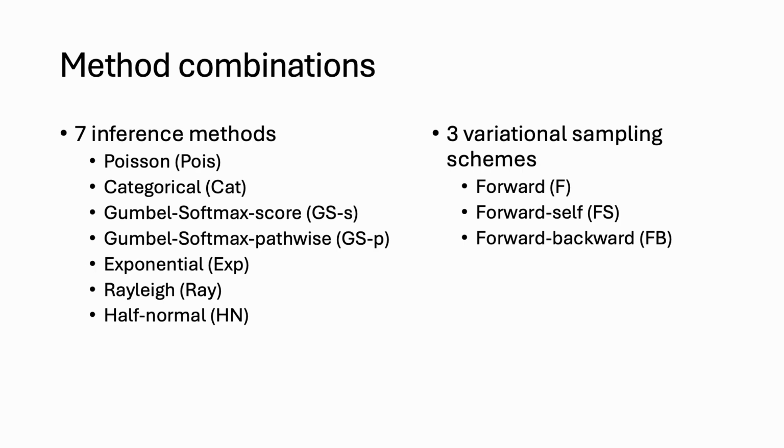Okay, now the experiments. For a comprehensive analysis and comparison, we consider the method combinations of different inference methods times different variational sampling schemes. For Poisson, categorical, and Gumbel softmax score, we use the score function gradient estimator. For Gumbel softmax pathwise, exponential, Rayleigh, and half normal, we use the pathwise gradient estimator. The aim of introducing the two intermediate models, the categorical and the Gumbel softmax score, is to change the model step by step from the original POGLM to our proposed differentiable POGLM.